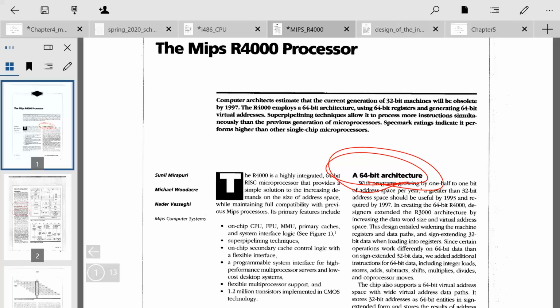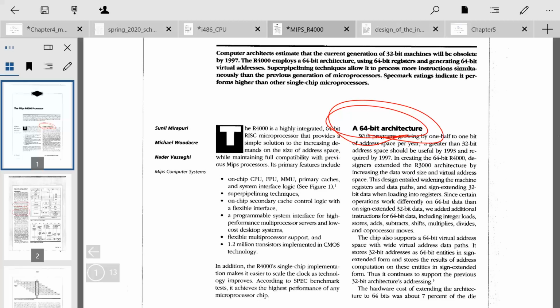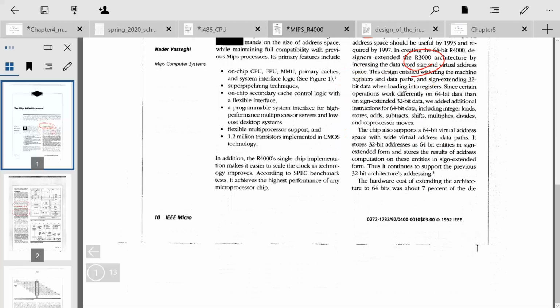And like the 486 paper was spending a lot of time talking about improving upon the 386 architecture, the R4000 paper is talking about improving upon the R3000 paper.